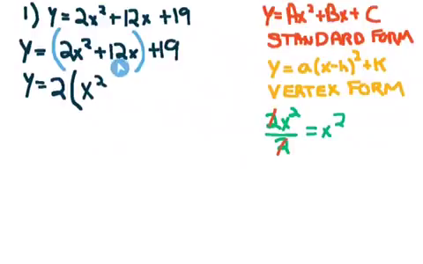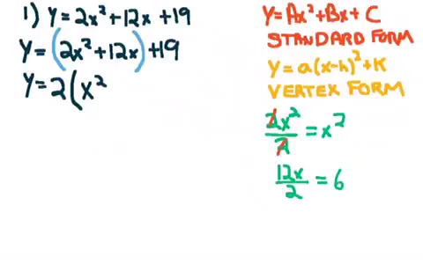So my second term here is 12x, and I want to divide this by 2 to find out what my second term inside the parentheses will be. So I do 12x divided by 2 is equal to, I do 12 divided by 2, that gives me 6.